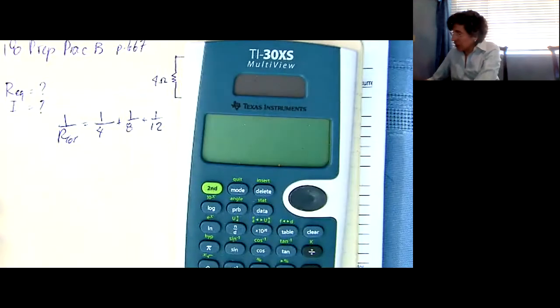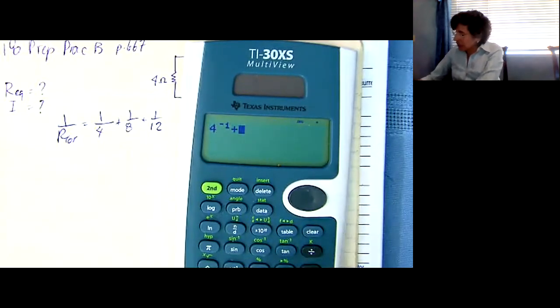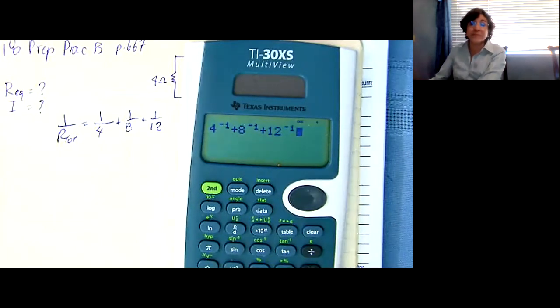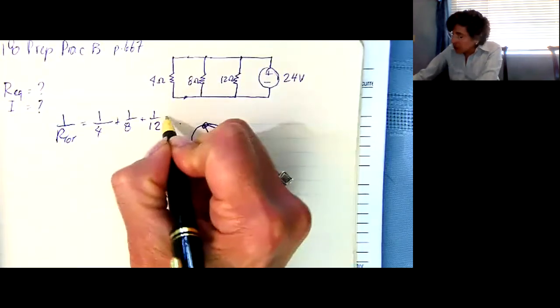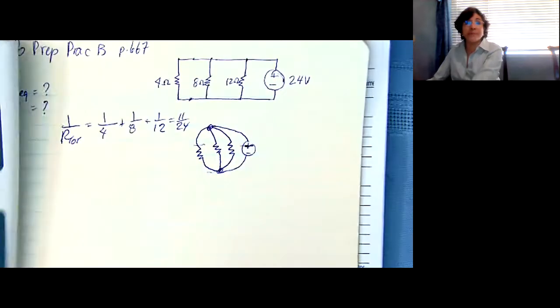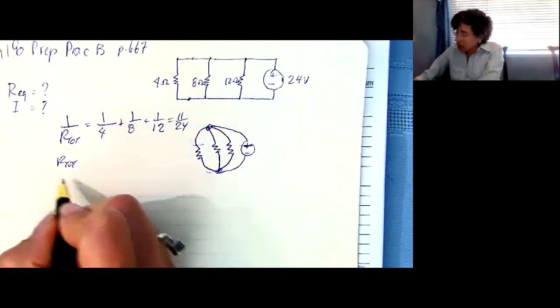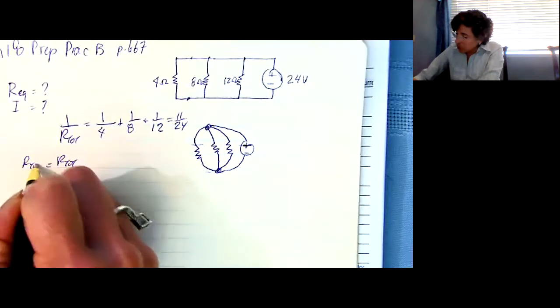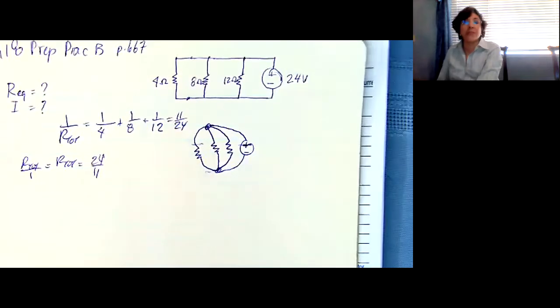Okay, 1 and 12. Here we go. Clear? Let's do the inverse of 4 plus the inverse of 8 plus the inverse of 12, and I get 11 divided by 24. So the 1 over our total is 11 over 24. Therefore our total over 1, I'm just going to flip it around, is just our total. Resistance total is 24 divided by 11.